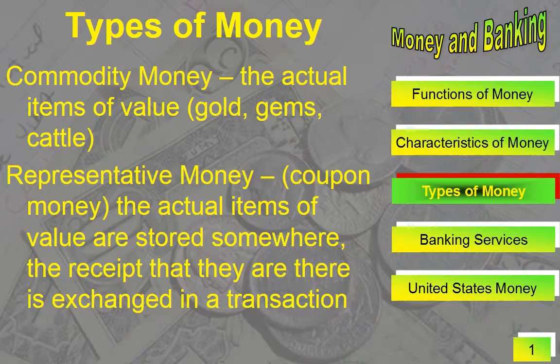As we start getting into the Middle Ages, we start running into representative money, paper money that is essentially coupon money. The actual items of value, whether it be gold, gems, or some other idea of value, silver, would be stored somewhere, and the receipt saying that you have these things stored here would then be used to be exchanged out in the open economy.